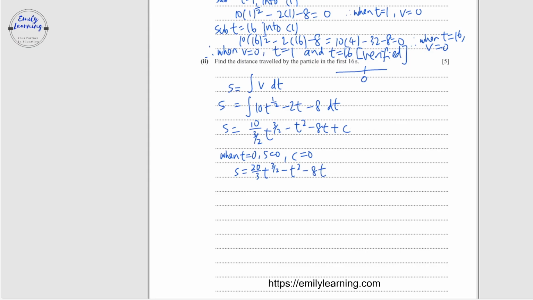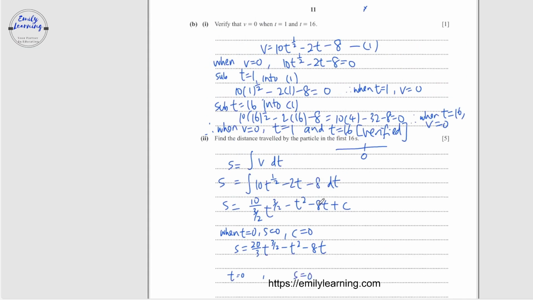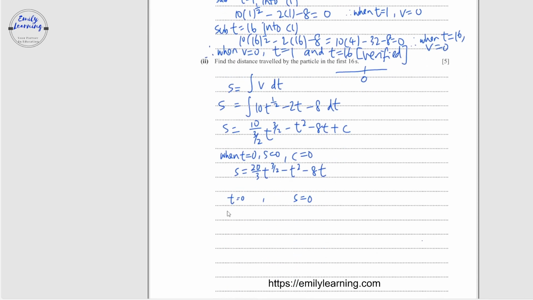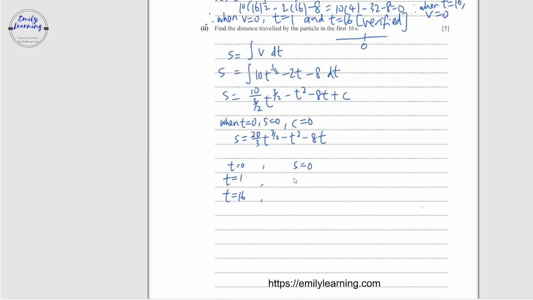All right. So with that, what we need to do is find the various values of s. Let's draw it out. So I have t equals 0, and I know that s is 0. I also know that it is going to turn at t equals 1 and t equals 16, and t equals 16 is also where it stops moving. So let us find s at these 3 points.